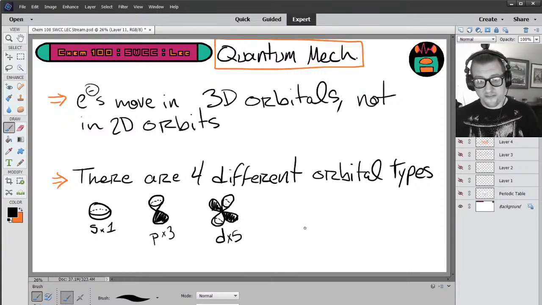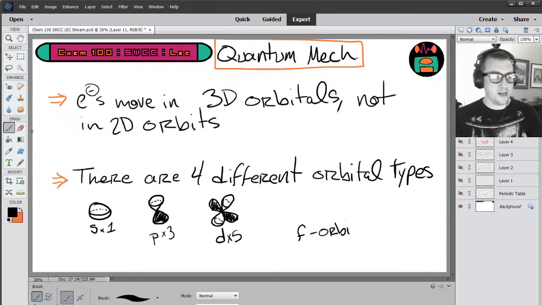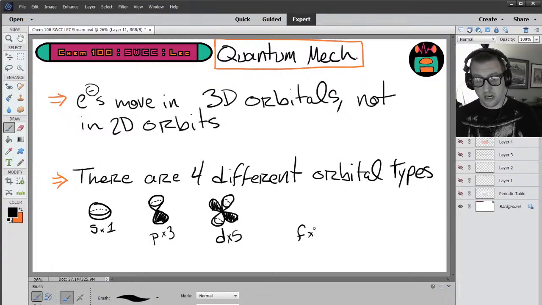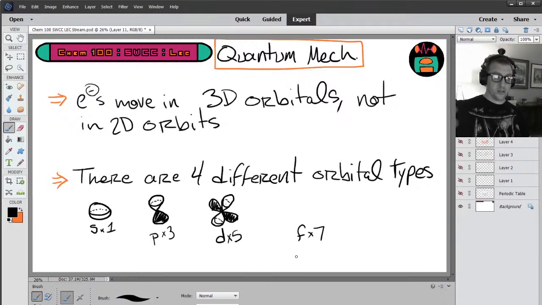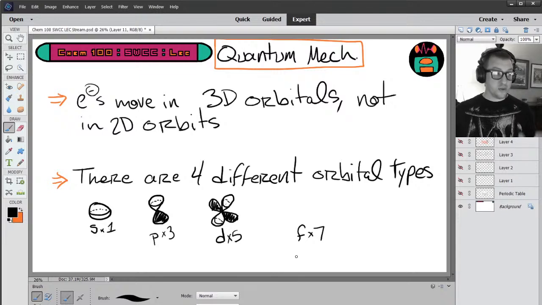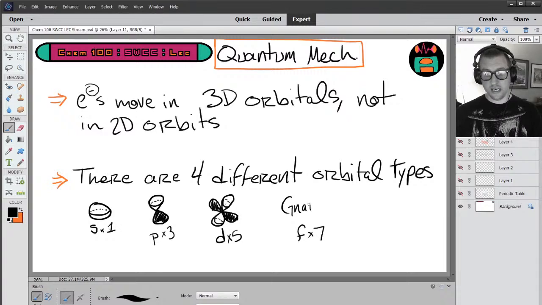Finally, there is the f orbital. And you'll notice that with each orbital type, we have more and more of them, and f is no exception. There are 7 f orbitals on every shell where they occur. The first shell that has f orbitals is the fourth shell, and there are 7 of them there. If you're wondering what they look like, they look gnarly. Way too gnarly for me to draw. So if you want to see what they look like, I recommend you Google it.